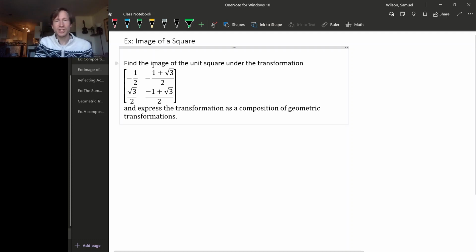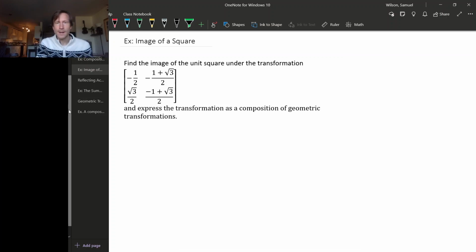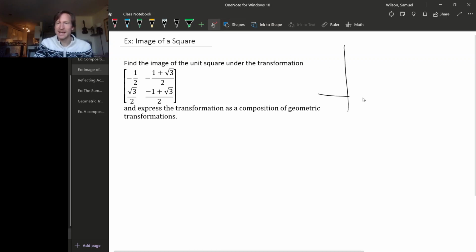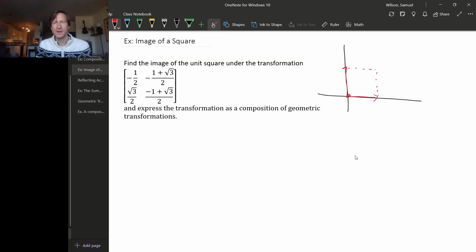Let's find the image of the unit square under this transformation, or the transformation that corresponds to this matrix, and let's express that transformation as a composition of geometric transformations. So when I say the unit square, what I mean is in the xy plane, this is the square that starts at the origin and extends 1 unit in the x and y direction. So it's this square, right?